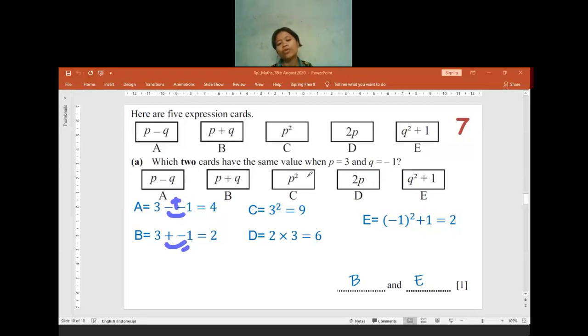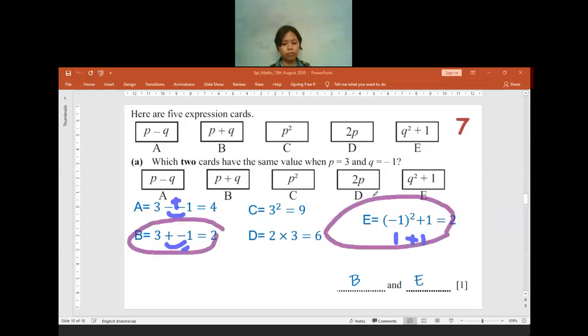And then for card C, P square. The P is 3, so it will be 3 square, which is equal to 9. Card D, 2P. 2P means 2 times P. So it will be 2 times 3, which is equal to 6. And then card E, we have Q square plus 1. The Q is equal to -1, so it will be -1 square plus 1. -1 square will be 1, and 1 plus 1 will be 2. So the cards that have the same value are card B and also card E, because they have a value of 2 at the end of the calculation.